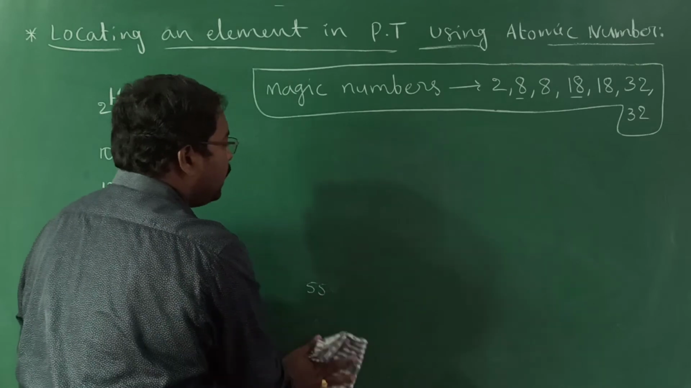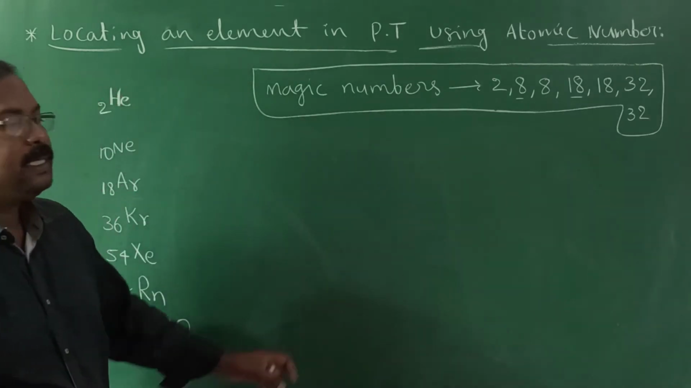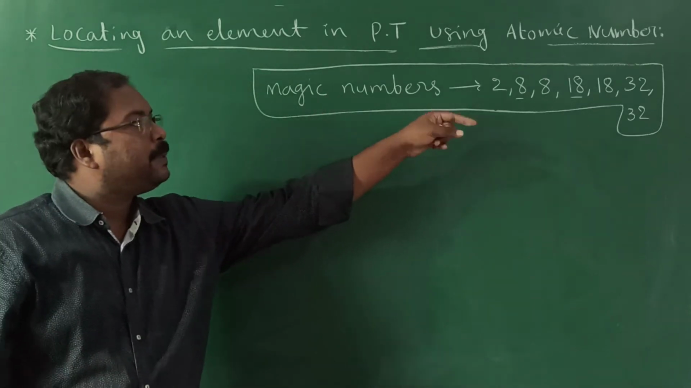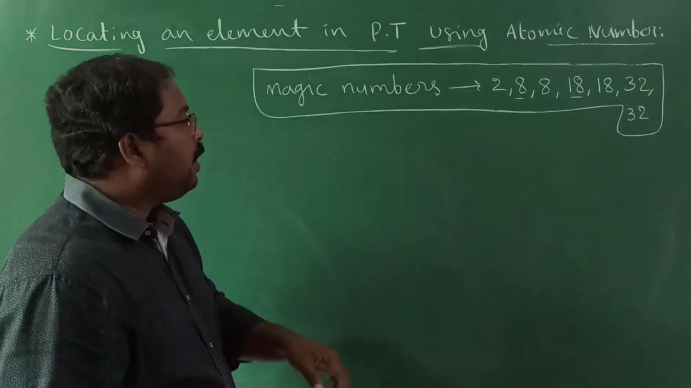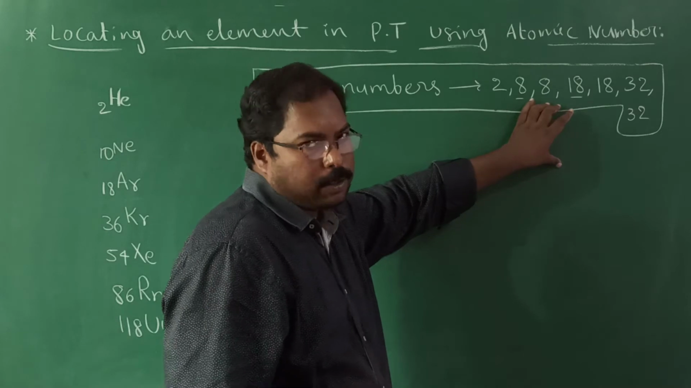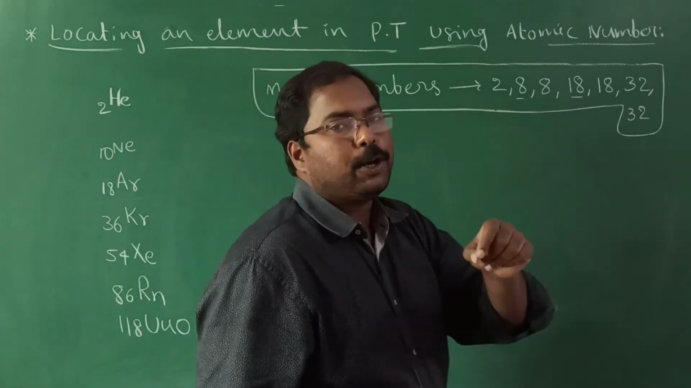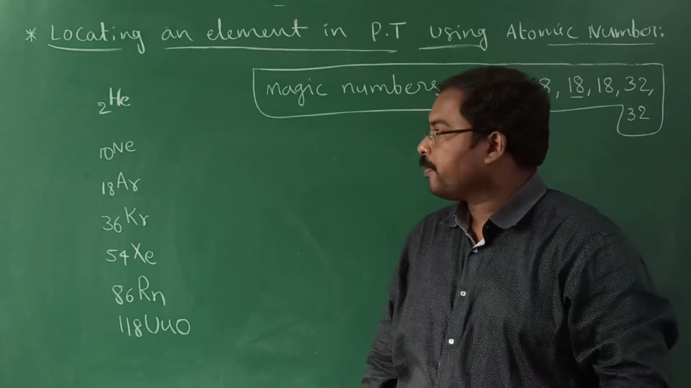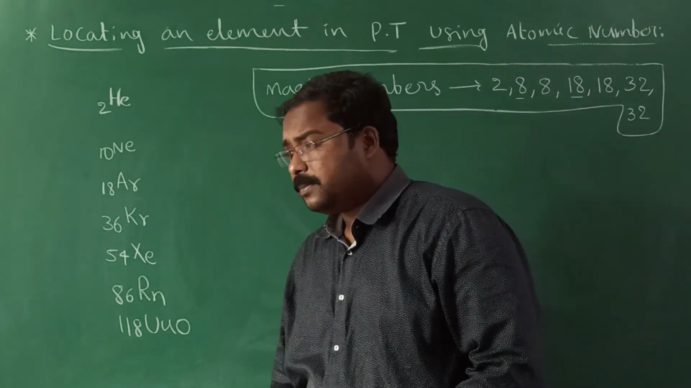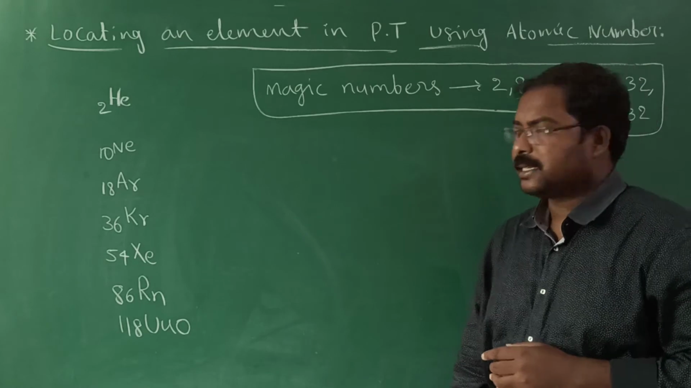So note down clearly in the notes about these magic numbers. Okay, magic numbers represent the number of elements in the periods. Even if you know these magic numbers, by using them, we can get the atomic number of the bottom element in a group. Okay. Now, that is not our main task.